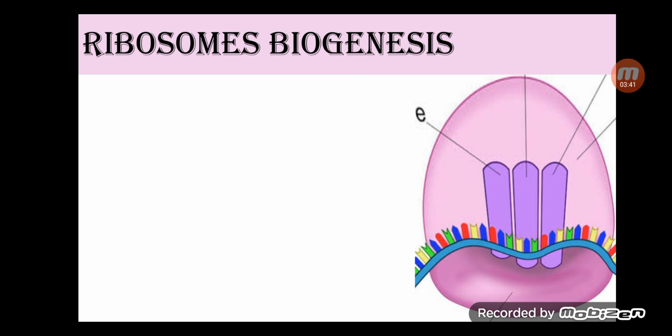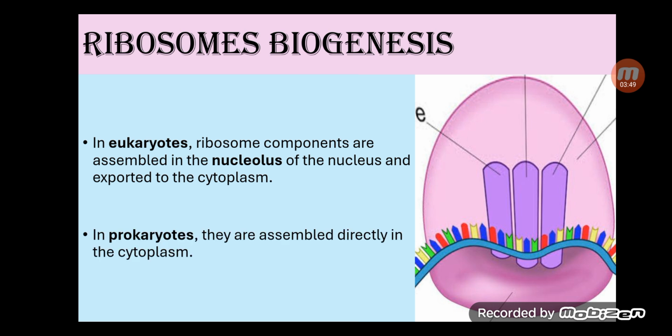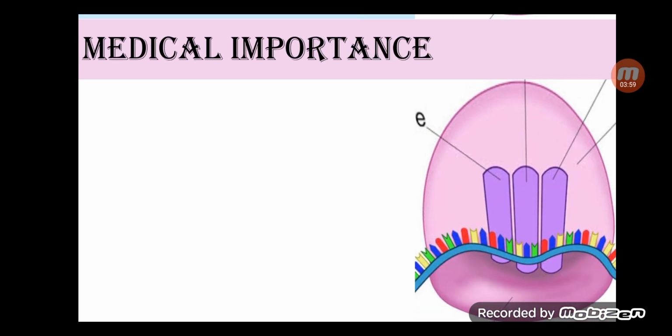Now let's talk about the ribosome's biogenesis. In eukaryotes, ribosome components are assembled in the nucleolus of the nucleus and exported to cytoplasm. In prokaryotes, they are assembled directly in the cytoplasm because they do not have any nucleus or nucleolus. So that's the reason they are directly assembled in cytoplasm in prokaryotic cells.